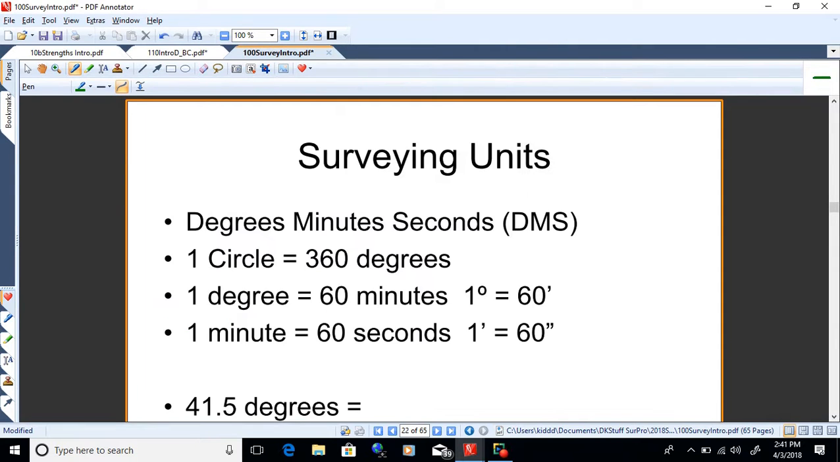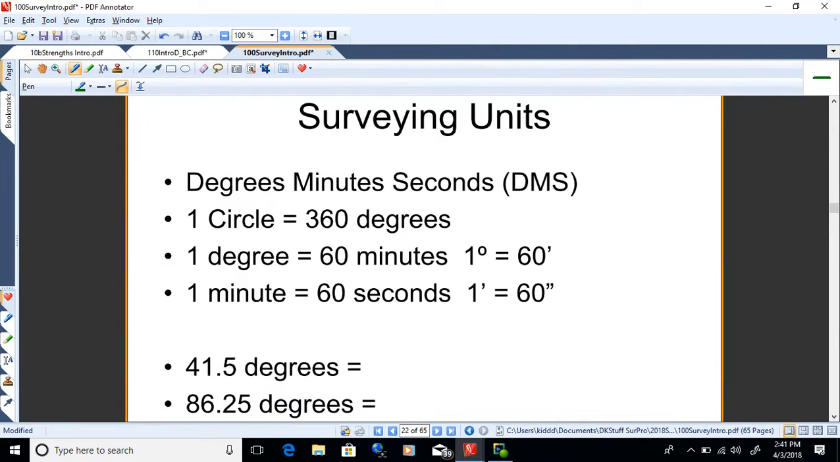So remember that and get used to that. Now, unfortunately, we still use stupid angular measurements, though. It's too bad, but we do. And those are degrees, minutes, and seconds. And this goes back to ancient Sumeria, like 5,000 years ago, okay?